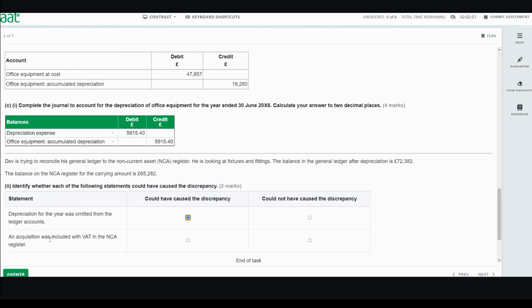An acquisition was included with VAT in the non-current asset register. So in here, it was included with VAT. Well, if it were included with VAT, I'd expect to see that too high. Okay, because obviously we don't put the assets into the asset register with VAT because VAT is not our money, so we ignore the VAT. So if it had got VAT on, it would have made this register too high, so it can't have caused the discrepancy. Okay, so that is just me talking you through task 1, which is worth 26 marks.